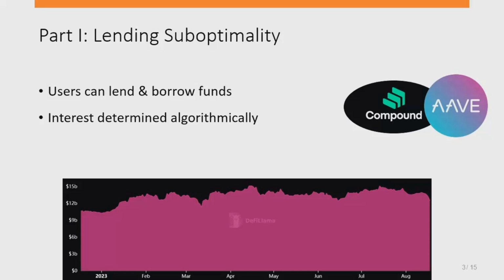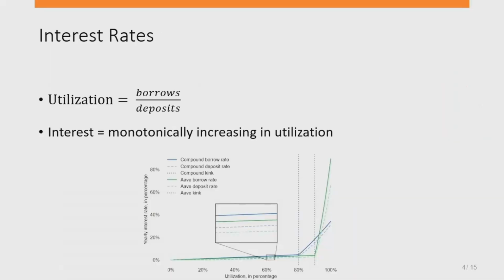So I assume people are familiar with Compound and Aave, two lending pools. They use a very simple metric to determine their interest rates. It's called the utilization. It's simply the fraction of the amount of money that's borrowed out over the amount of deposits that are currently in the pool. And interest rates are monotonically increasing in the utilization. We also have this green utilization, this kink. Before it, interest rates grow at a relatively slow pace, and after it, at a relatively high pace.